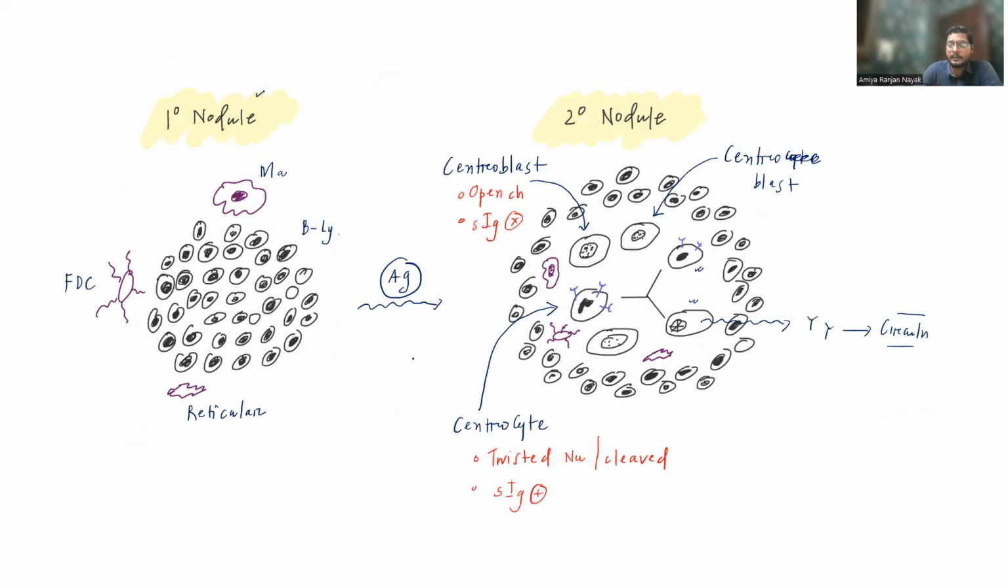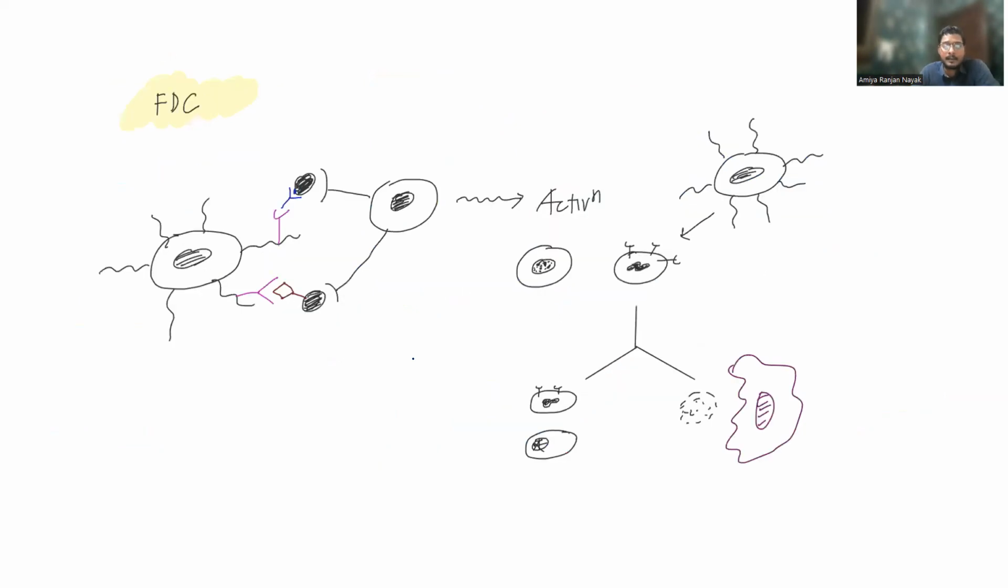Now we'll see the interaction between the follicular dendritic cell and the lymphocytes and the activated B lymphocytes. Okay, so this is a follicular dendritic cell, you can see these are the dendritic processes. The first thing is you should not confuse this with the dendritic cell. Okay, so dendritic cell will have a structure very much similar to the follicular dendritic cells. However, dendritic cells are actually antigen presenting cells.